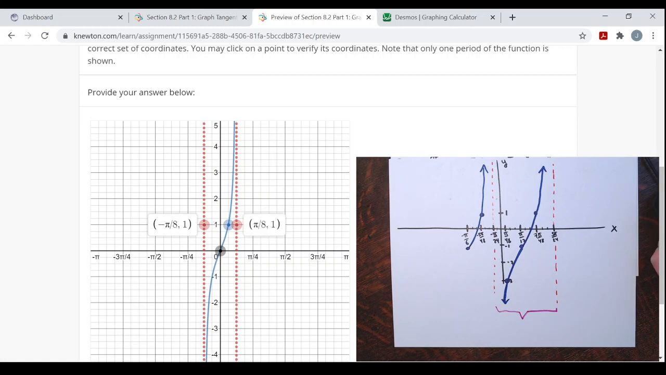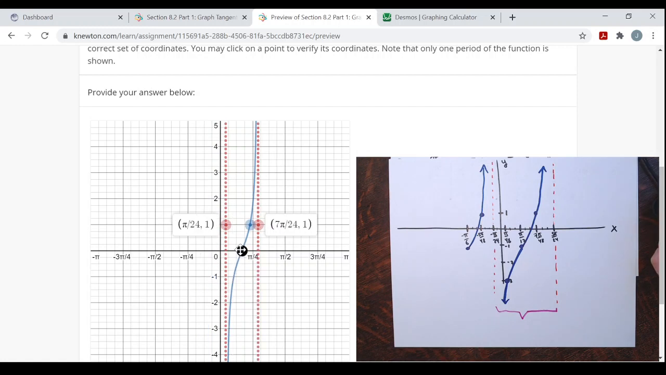Positive pi over 8. Alright, I guess I gotta shift the middle a bit. Shift it to pi over 12. Why doesn't that move to pi over 12? Alright, I'll be right back when I figure this out.